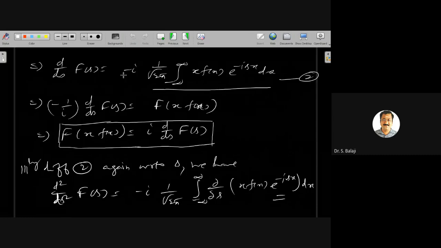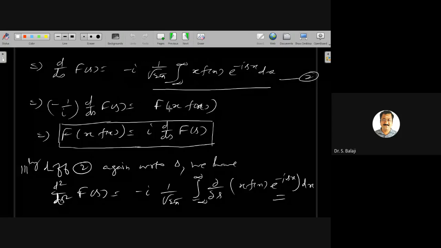Right. I will take this minus i to the left side: minus 1 by i, d by ds of f of s. This whole thing is the Fourier transform definition. Instead of f of x, here we have x into f of x, so it is the Fourier transform of x f of x.